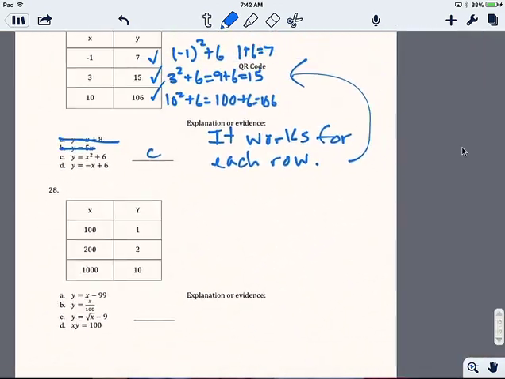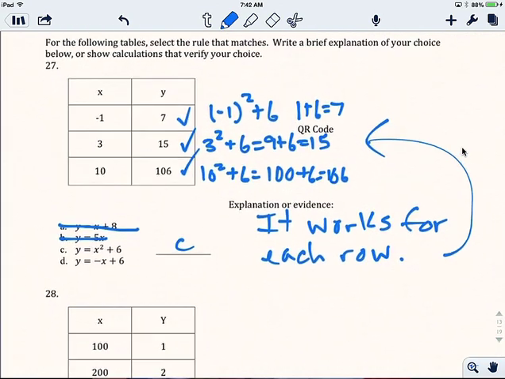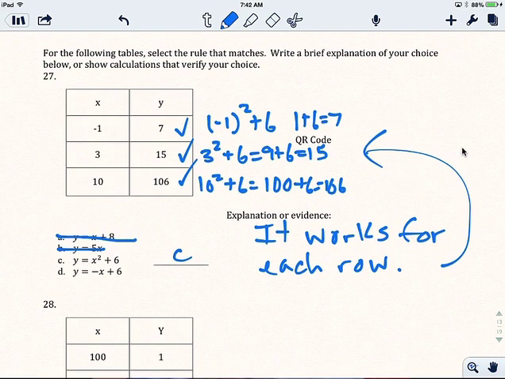Okay, so let's, well, I'm not supposed to do 28 for you. You're supposed to use a similar process. Make sure if you're thinking about a rule, it has to work for every single row in the table. And in order to give evidence, you have to probably show some calculations. And then summarize it by saying something like it works for each row.